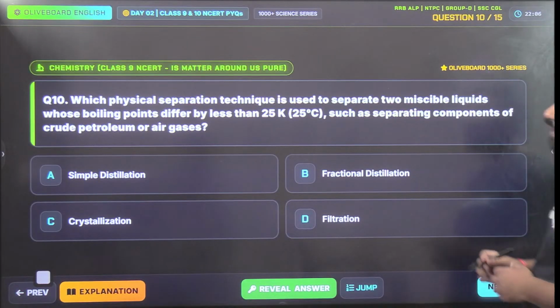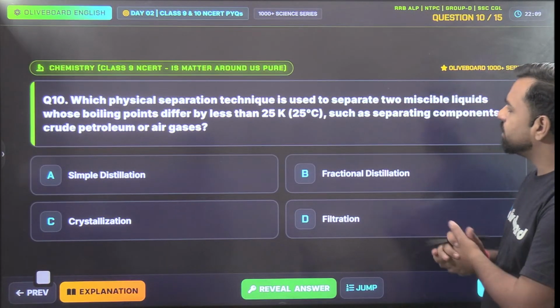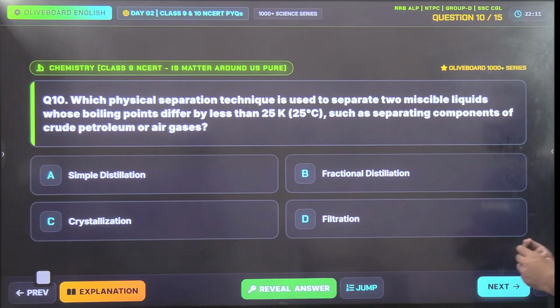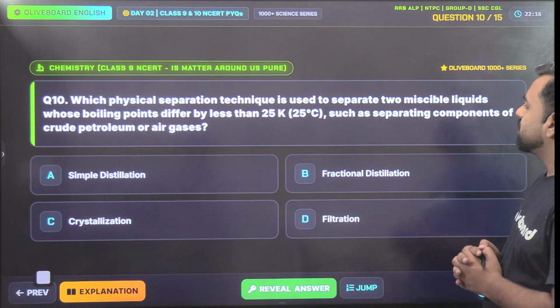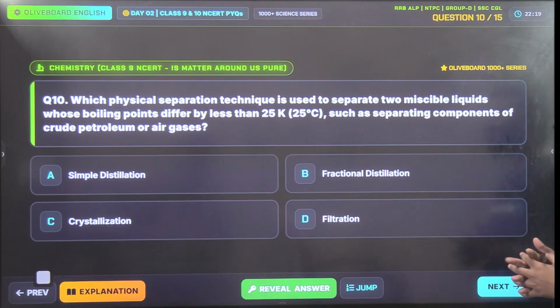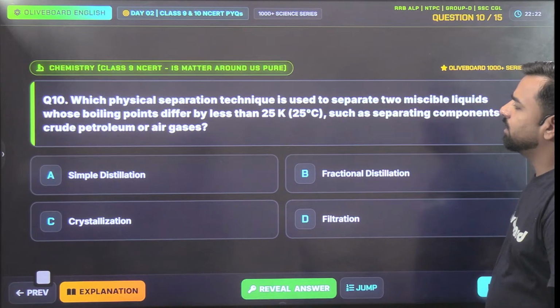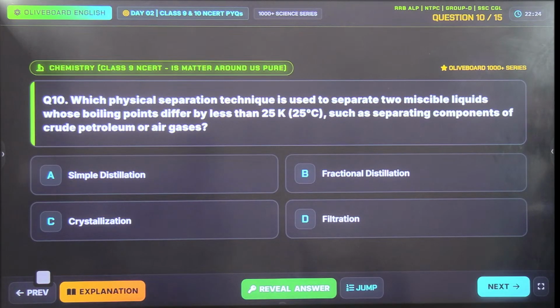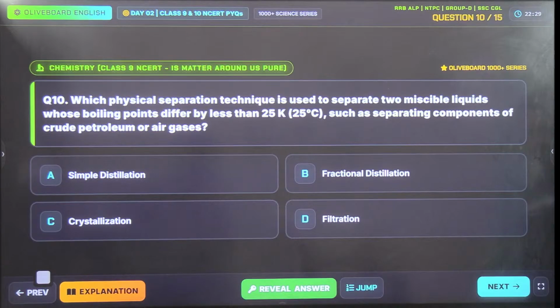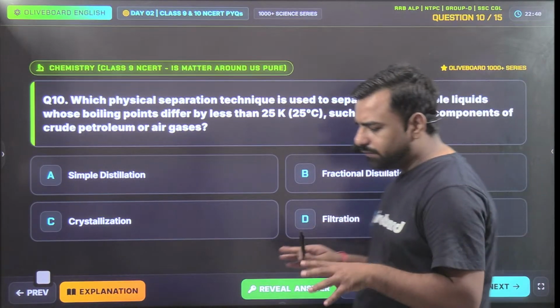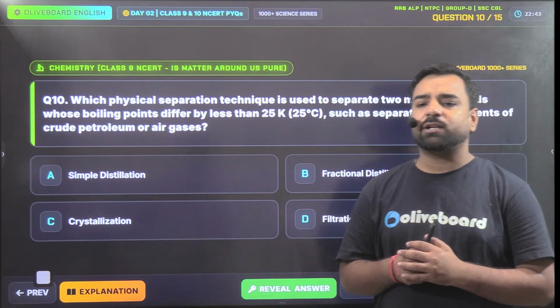Next, which physical separation technique is used to separate two miscible liquids whose boiling points differ by less than 25 Kelvin, such as separating components of crude petroleum or air gases? Guys, what should be the correct answer here? Is it simple distillation, fractional distillation, crystallization, or filtration? What should be the correct answer? So I'll give you the hint, that's used in the separation of petroleum products.